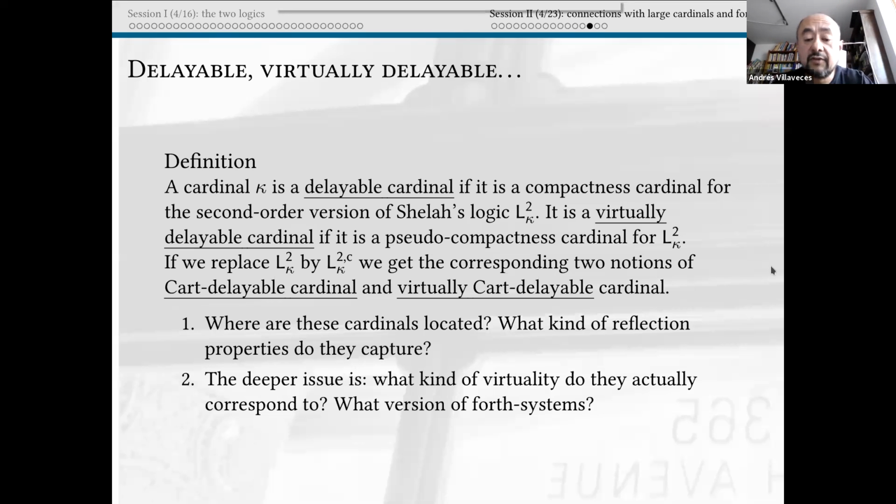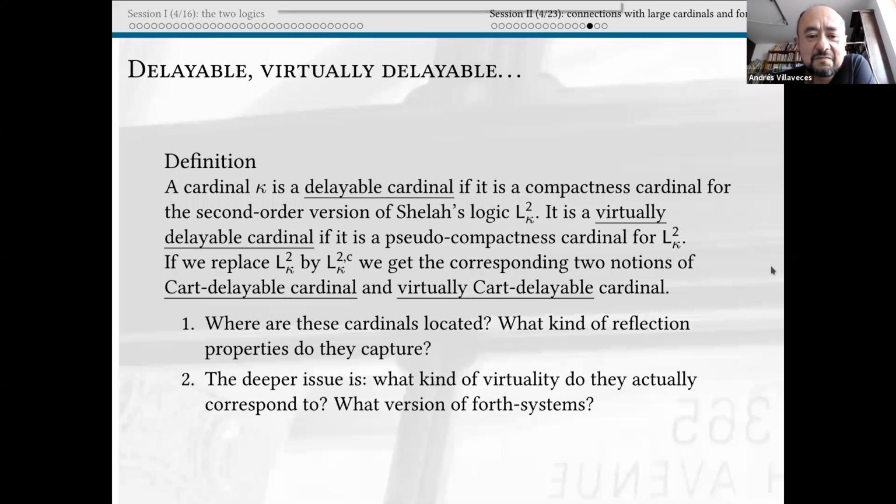And then, of course, what kind of reflection properties do they capture? But the deeper issue beyond those very specific questions, which one could say just need a little work to calibrate, and that's nice enough, is what kind of virtuality do they actually correspond to? What version of forcing systems do they correspond to? So I just give the name of these large cardinals. I don't know if they're interesting at all, or if they already exist under some other name. Maybe somebody here sees that clearly.